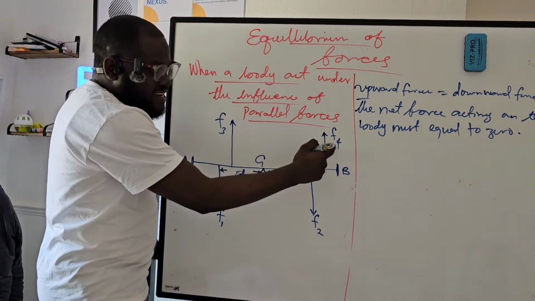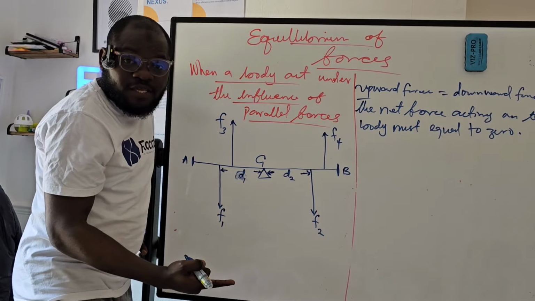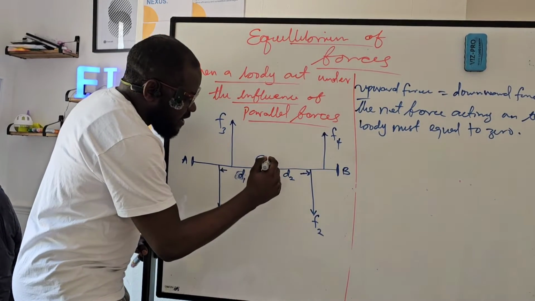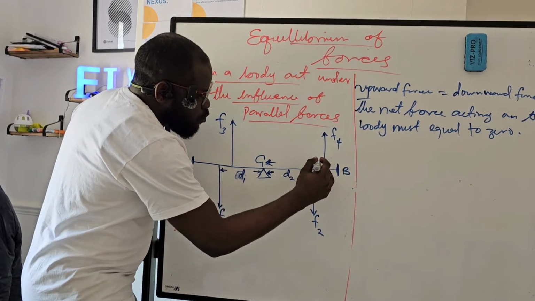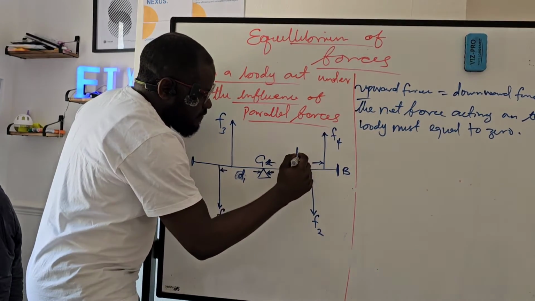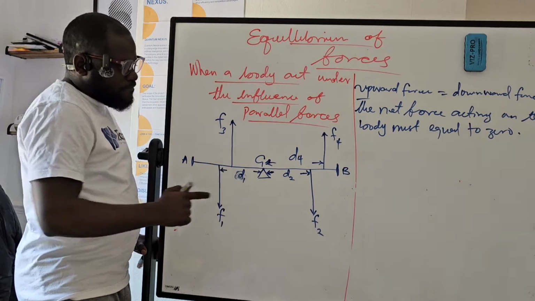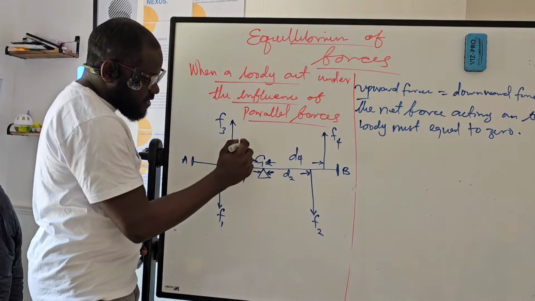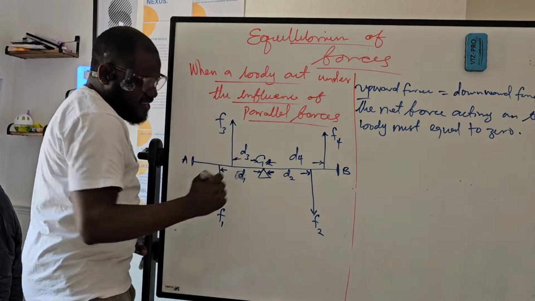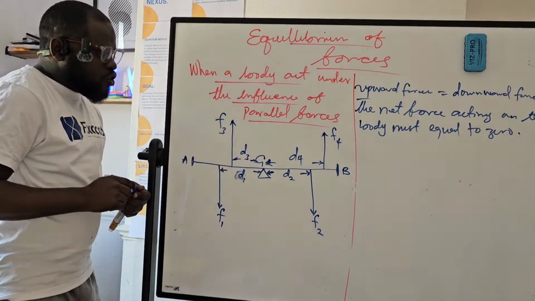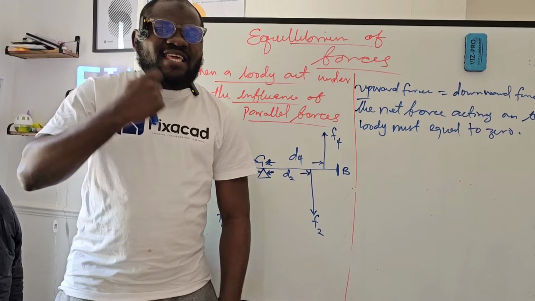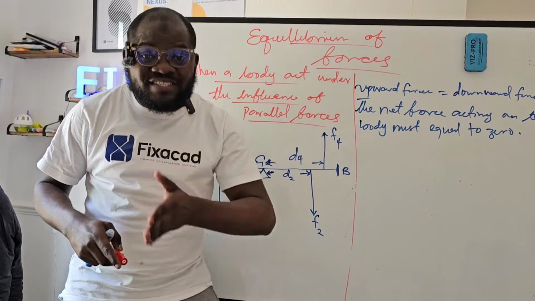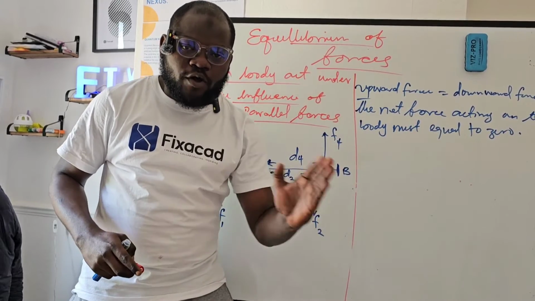So if I want to consider the distance of F4, where will I consider it to be? Yes, it shows that you now understand. It has to be from this same point here to where I have the force F4. That will be D4. And for this one, it's going to be from here to this place, which is D3. Do you understand that now? So if the question says taking moments about a certain point, what it means is to use that point as a reference point.